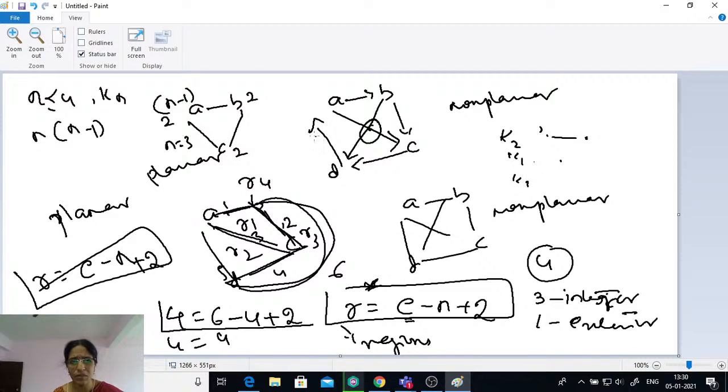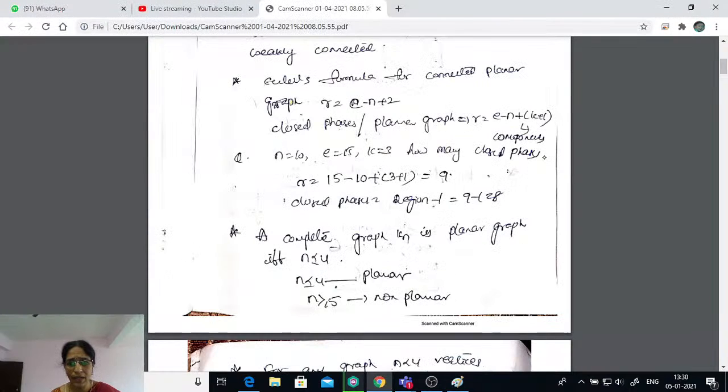So K3 is nothing but this. K4 is nothing but this. That means all these three are complete graphs, and all these three complete graphs are planar. That means a complete graph Kn is planar if and only if n is less than or equal to 4.